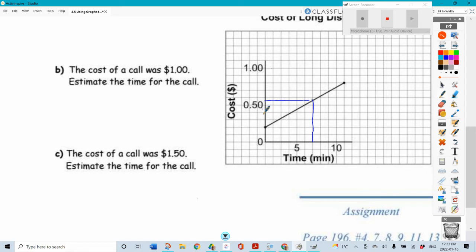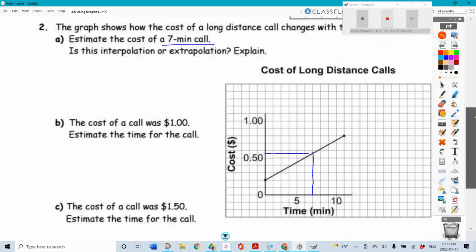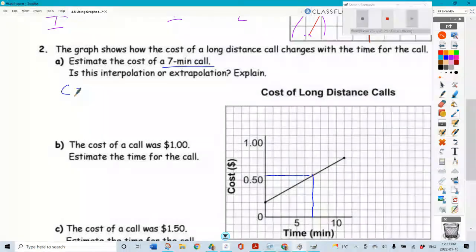So I would have to estimate that the cost of my phone call is going to equal about, let's say, 55 cents, so 0.55, and that's what it's going to cost me. Now again, remember, I'm already given some information on this graph with the line that I have. Because it's already there and I can see it, this is interpolation.